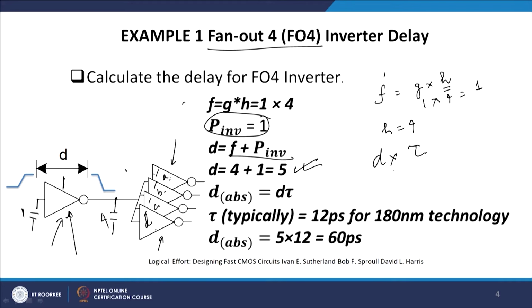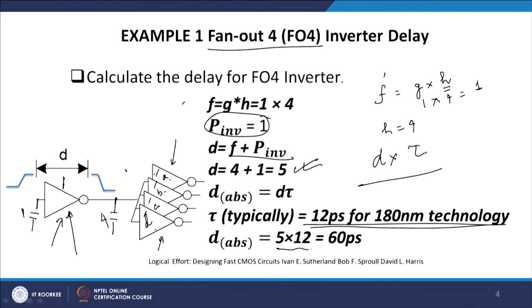Which means that the absolute delay will be nothing but D into tau, where tau is approximately 12 picosecond for a 180 nanometer technology. Now, this tau is fixed by virtue of the fabrication technique which we are using. So, for a 0.18 micron technology, this tau is typically 12 picosecond. By virtue of the circuit, you have actually seen a 5 times increase in its basic value. So, I multiply 5 by 12 and therefore, I get 60 picosecond as the absolute delay between input and output of a particular gate. So, this is how you calculate the FO4 delay of a basic inverter.